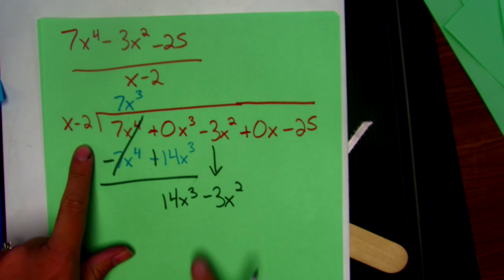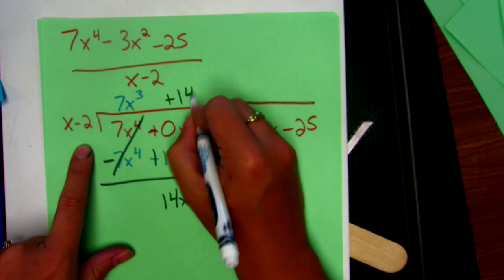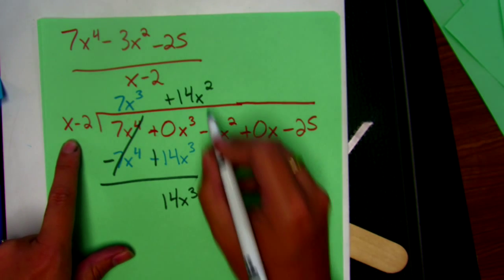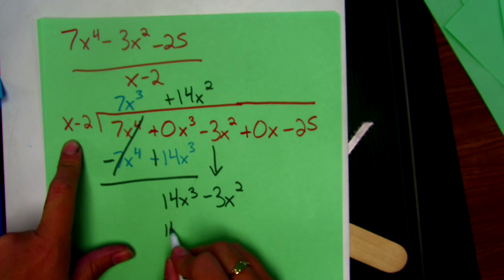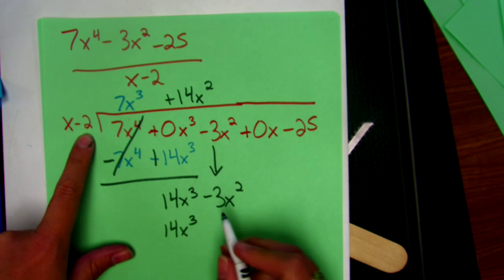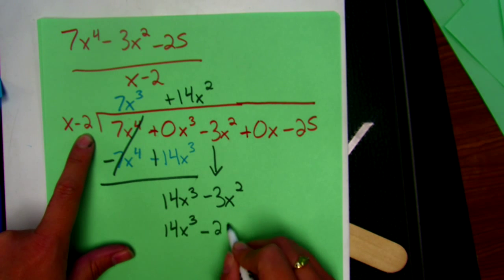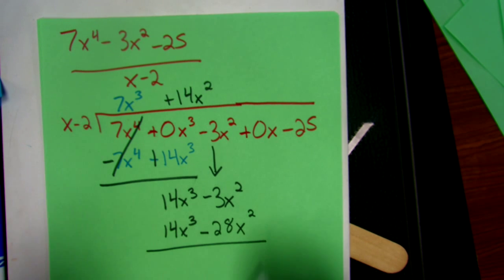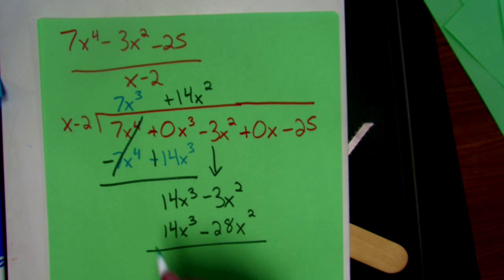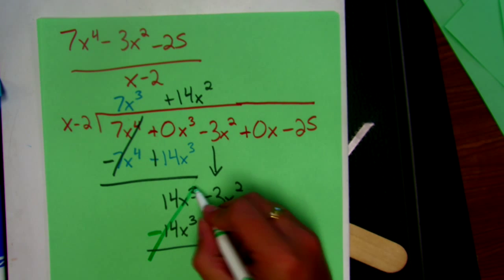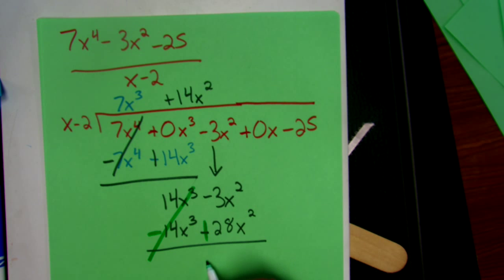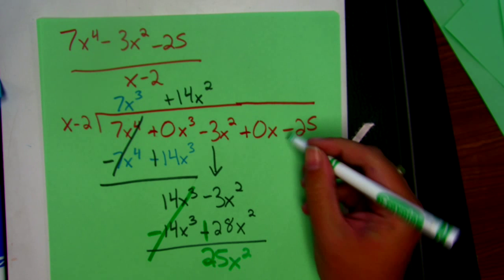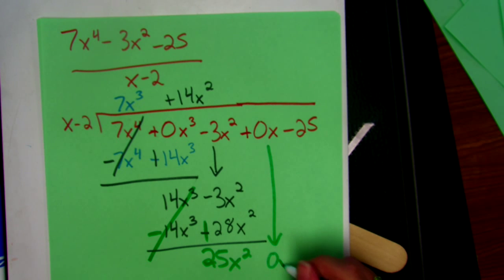So what times x is 14x cubed? 14x squared, right? So 14x squared times x is 14x cubed. 14x squared times negative 2 is negative 28x squared. Now we change our signs. So this becomes minus, this becomes plus, this cancels. Negative 3x squared plus 28x squared becomes positive, right? 25x squared. And we bring down our 0x.